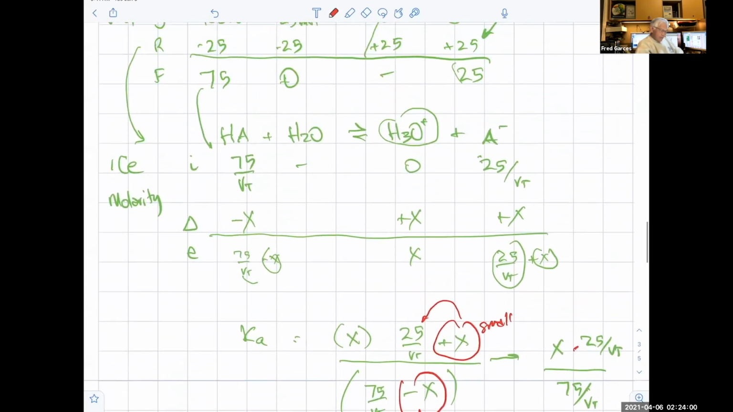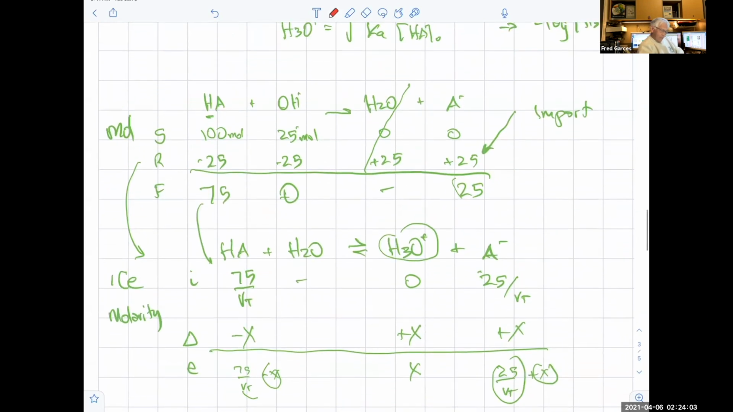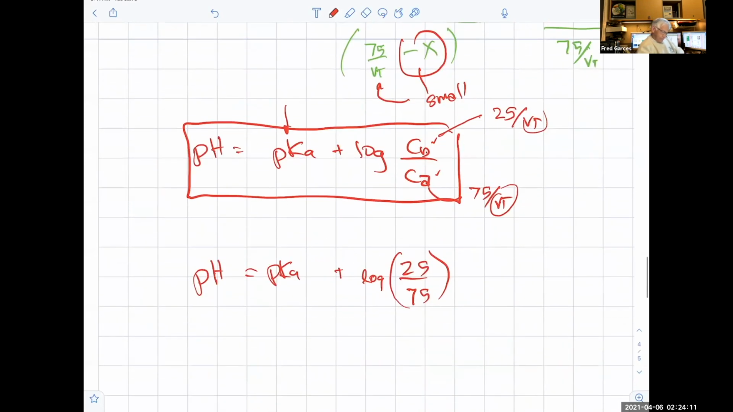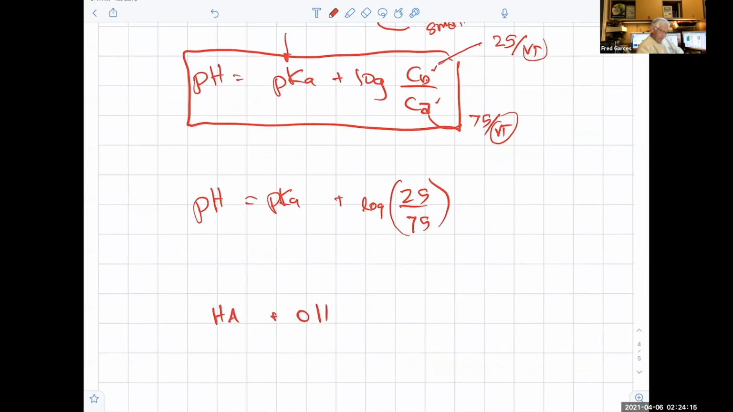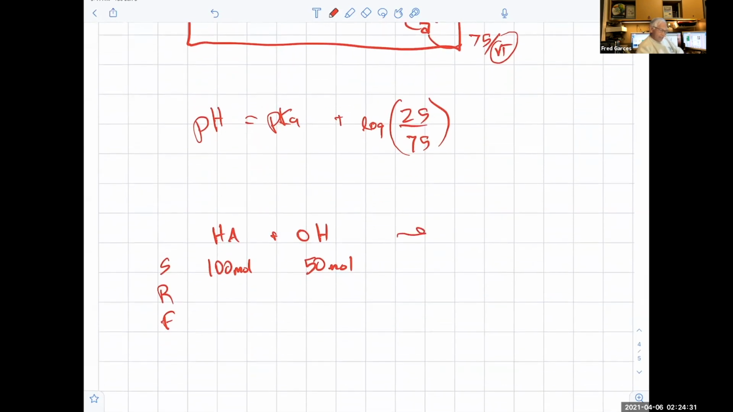Let's say you're doing your titration, and you've now converted half of your acid to its conjugate. So let's do this, HA plus hydroxide. We started out with 100 moles of this, and let's say we convert only half of it, 50. So that's our S, this is our R, this is our F. Half of this is going to react, so minus 50, minus 50. But our conjugate will be plus 50. So our acid and our conjugate are going to be the same amount in solution. 100 minus 50 is 50. 0 plus 50 is 50.